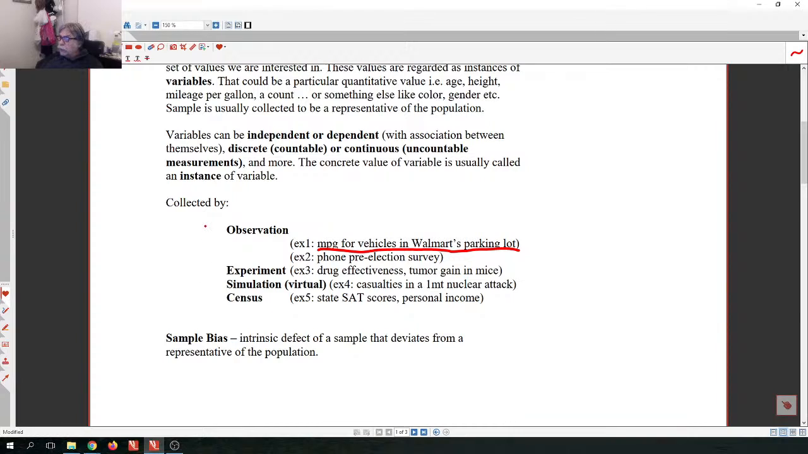We could also collect the data by using an experiment. An experiment is when the one who is collecting the data has a direct impact on the data, meaning there will be some changes in the data because of the person who is collecting it. So for example, we do that when we are testing the growth of a tumor in mice.